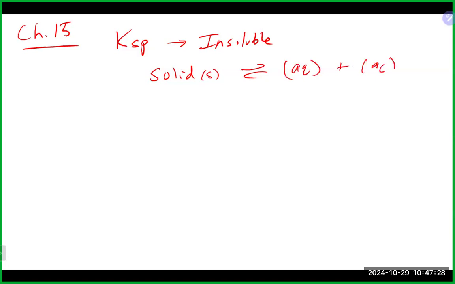Remember that KSP is really for things that are typically insoluble. So if you think about your solubility rules, these are typically for ionic compounds that are thought of as being solids. When we write these reactions, it is always in this direction. We have solids on our reactant side, and they go to aqueous ions on our product side, positive and negative. That means that typically, when we do our KSP expression, it is just the products.